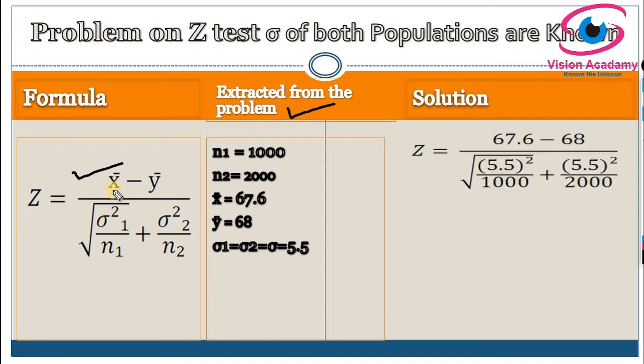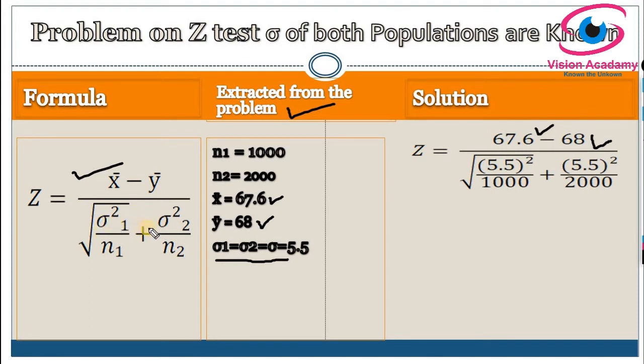So here x bar means the mean height of Punjab, which is 67.6, so I have replaced x bar by 67.6. And y bar is the mean height of Tamil Nadu, which is 68, so I have replaced y bar by 68. In the denominator within the square root, I have to consider variance, since in the problem standard deviation is given, not variance. So I am going to take the standard deviation within the bracket. If variance is given in the problem directly, you can take it into the formula. But since it is a standard deviation, we have to convert it into variance for the requirement of the formula.